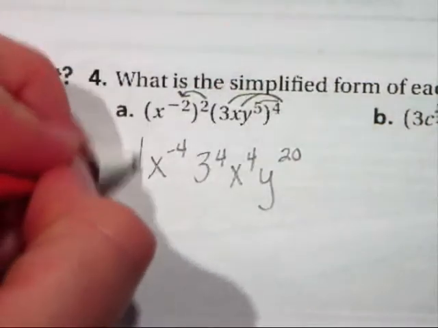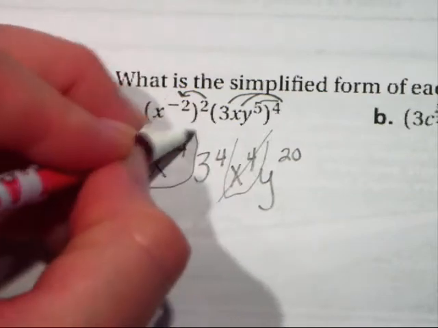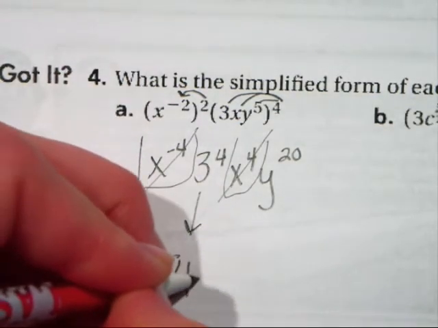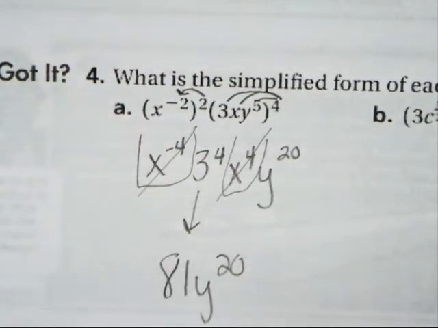Hey, look what happens to your x's. They cancel each other out. 3 to the 4th is 81, and y to the 20th to finish.